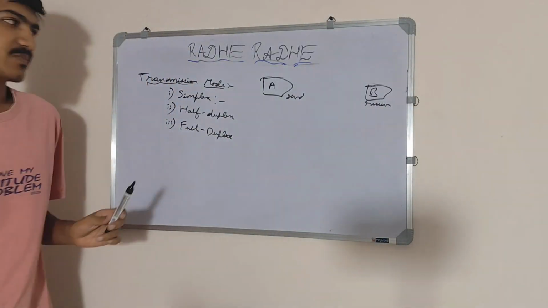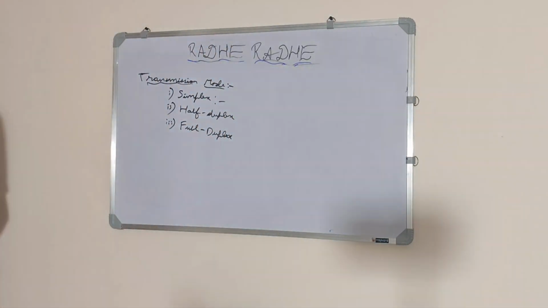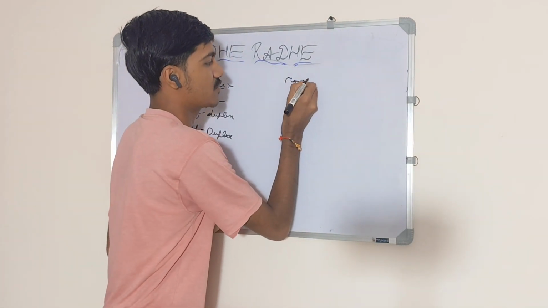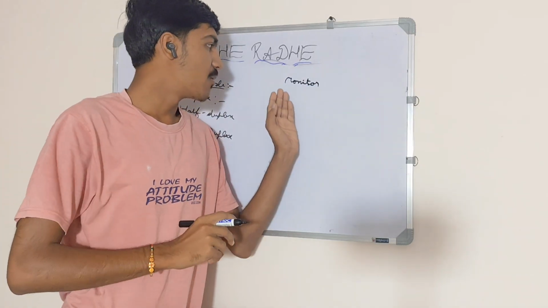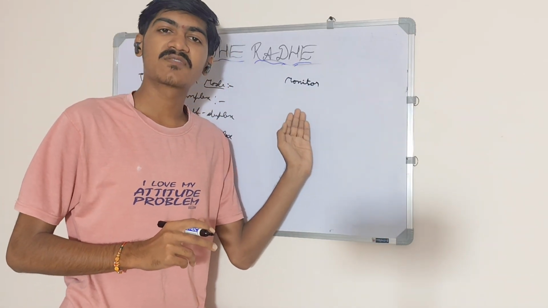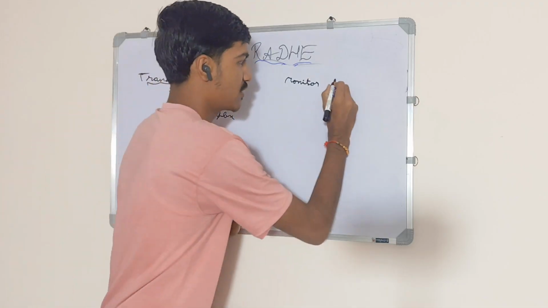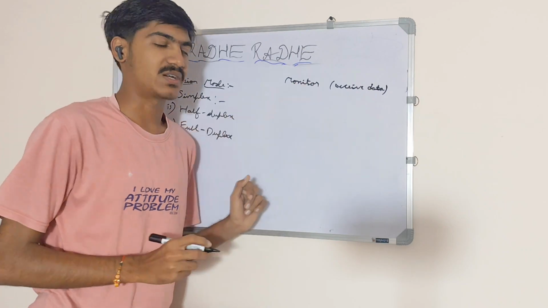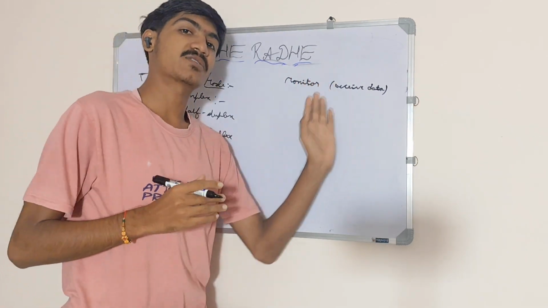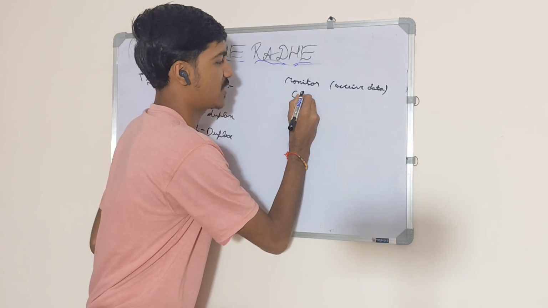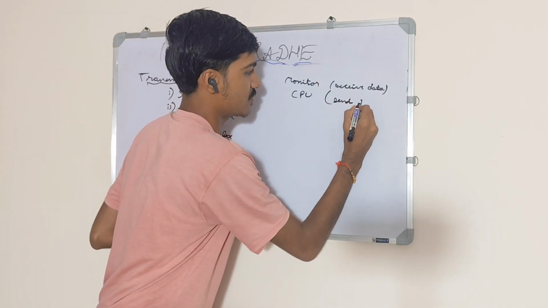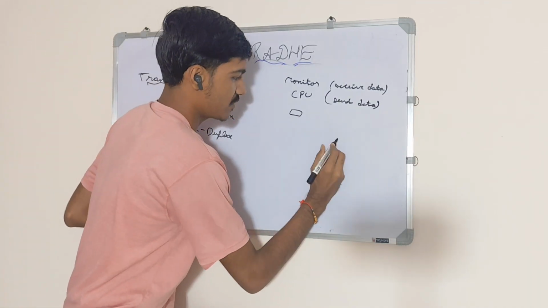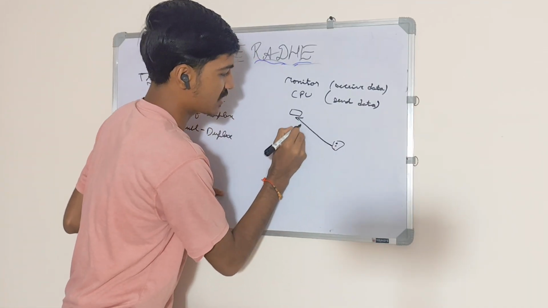Let me explain with an example. Suppose we have something called a monitor. Monitor can only receive the data. Got it? Monitor is a device which can only receive the data. Now, what is the device which sends the data to the monitor here? For example, the CPU sends the data, right? Getting my point? We have a monitor here, we have a CPU here, a server sitting here. This is sending the data to here.